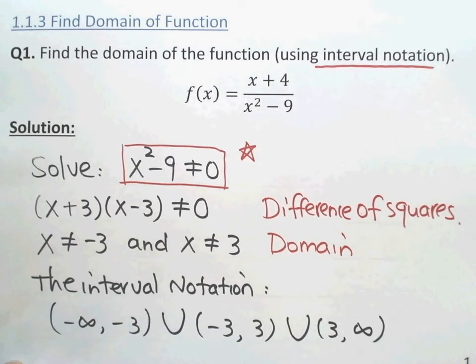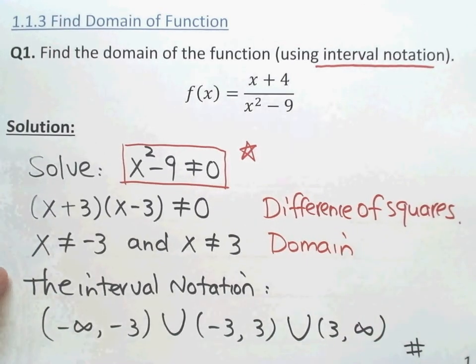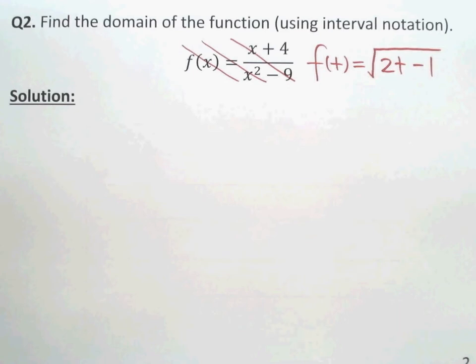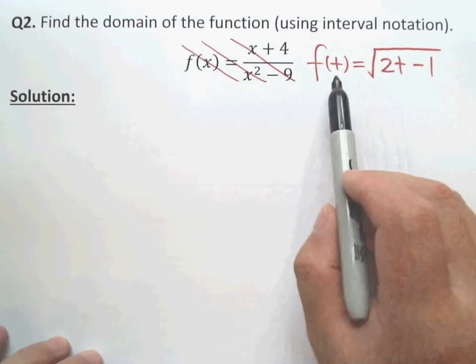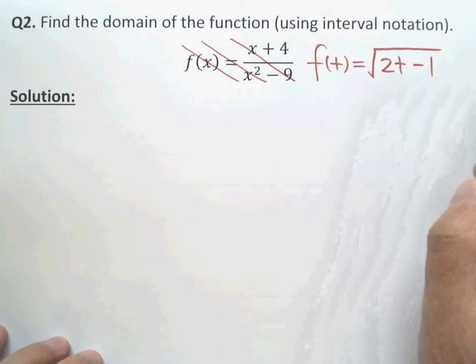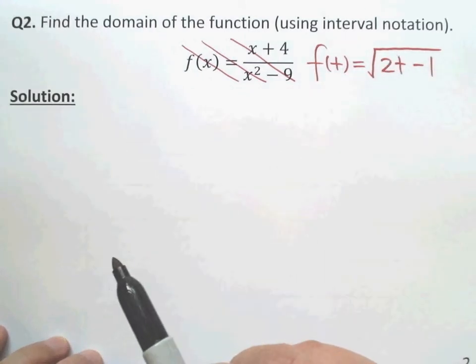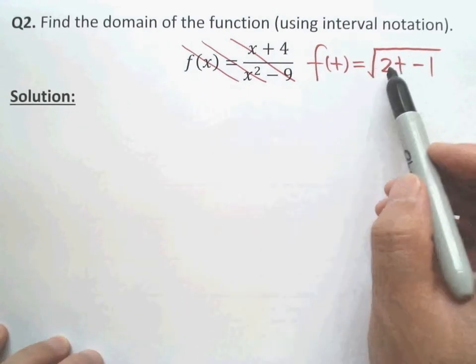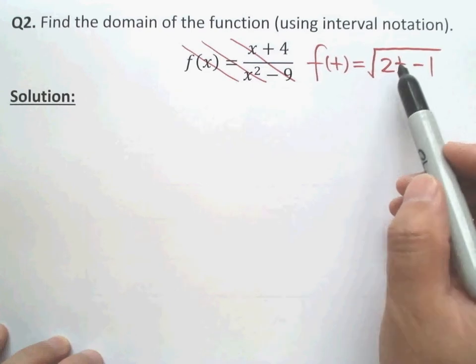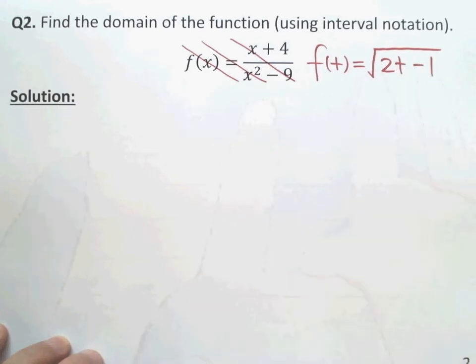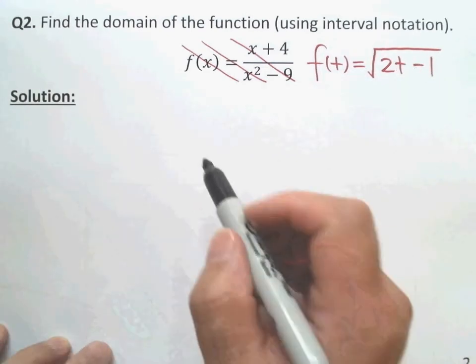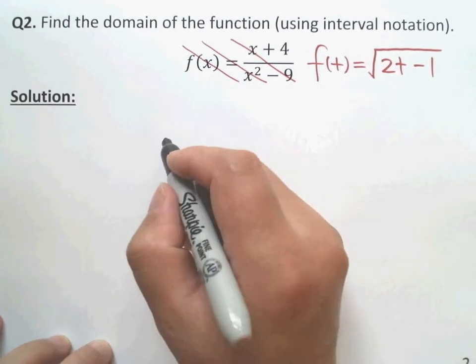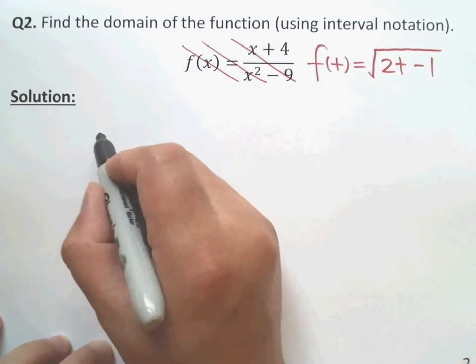So that's the first. I have the second type of function to find the domain. Okay, I wrote this wrong. The function is f equals square root. Do you remember this? That's a root function. All we need to know is that the square root cannot be a negative number, which means all we need to do is just solve this.